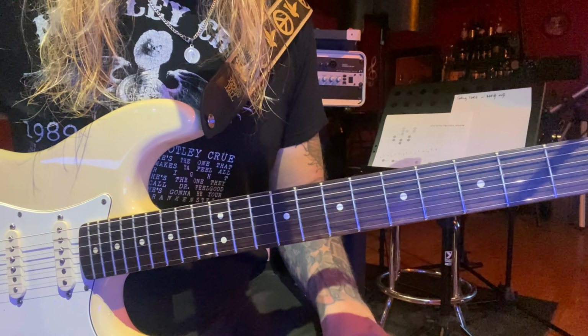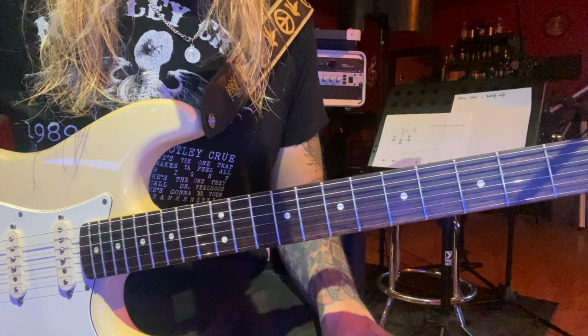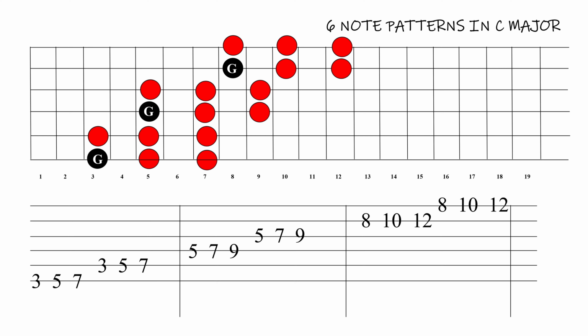Okay, moving on, we're going to start on a G note now. Okay, so this shape is a little easier to memorize because both strings are the same shape. So on your low E, you'll have 3, 5, 7, and on the A string, you'll have 3, 5, 7, so it makes up the same shape.